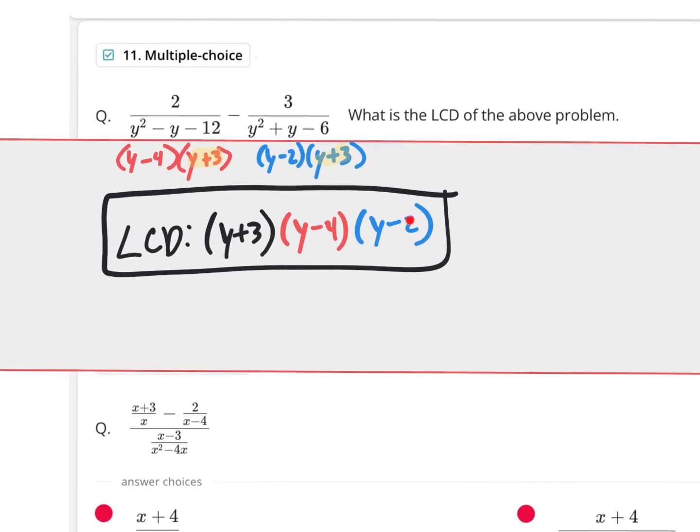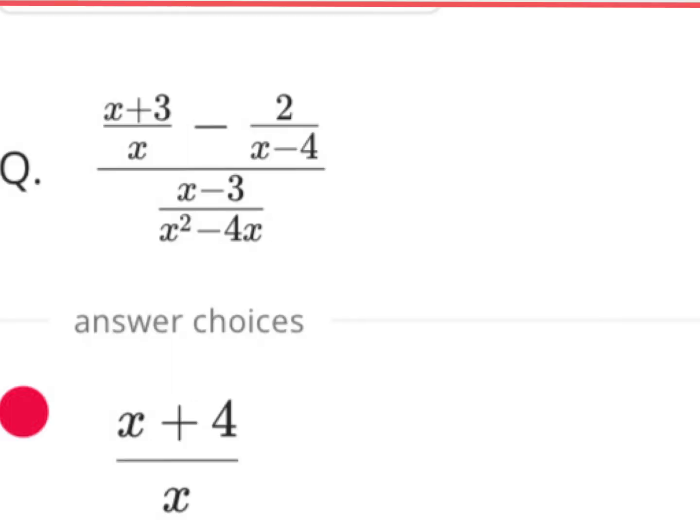It could be y minus 2 first, then y plus 3, then y minus 4, or it could be in this order right here. So I hope we understand that question. Let's move on to the next one. This one looks a little more fun, right?